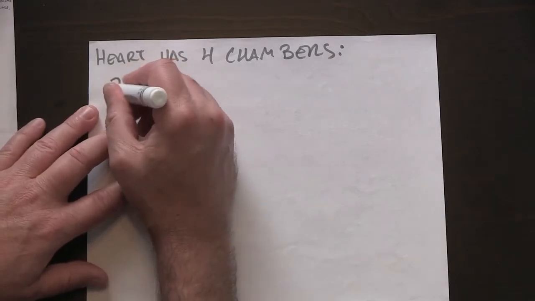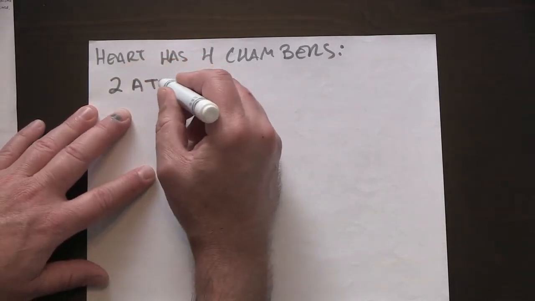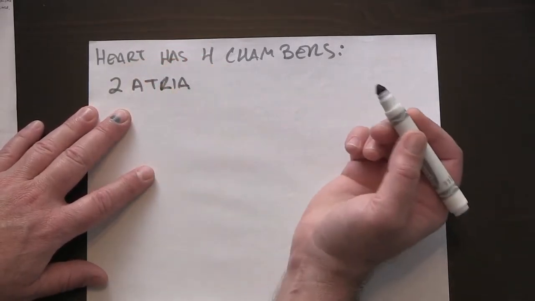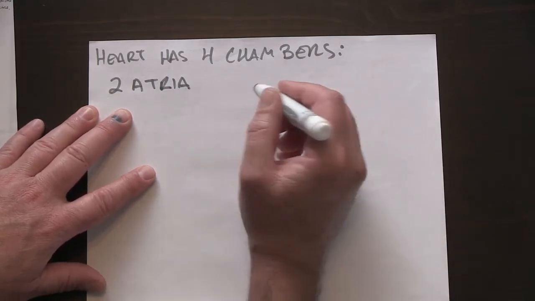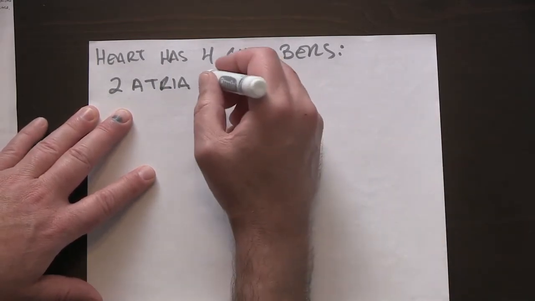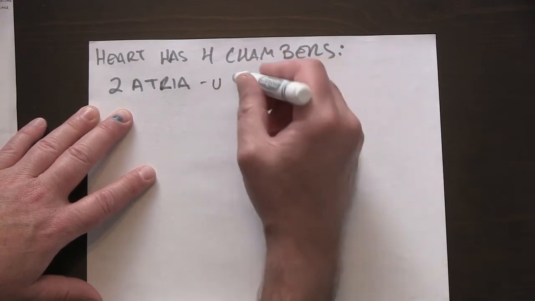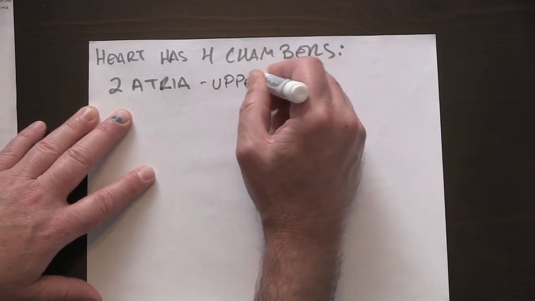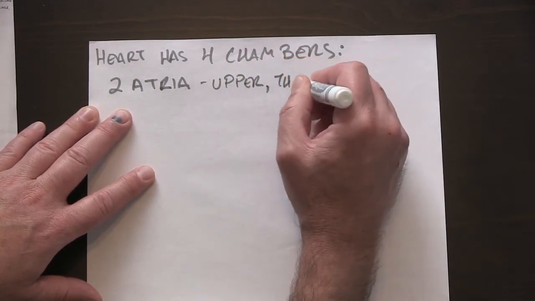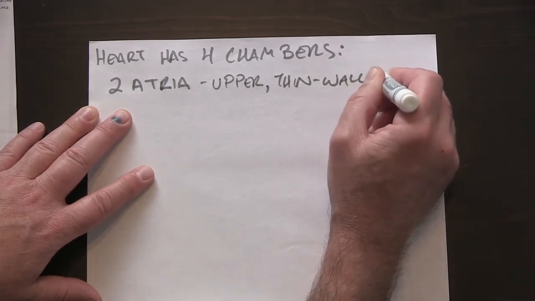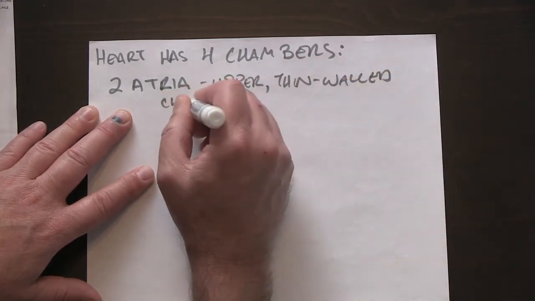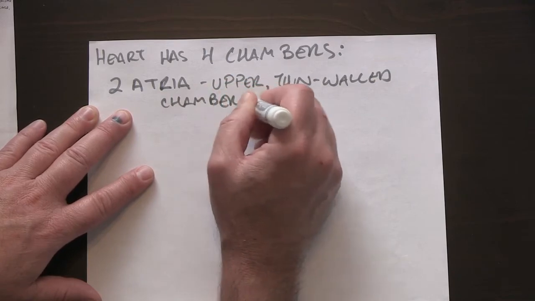You've got 2 atria. These are the upper. Atria is plural for atrium. You wouldn't say atriums, you say atria. These are the upper chambers, and they're relatively thin-walled.